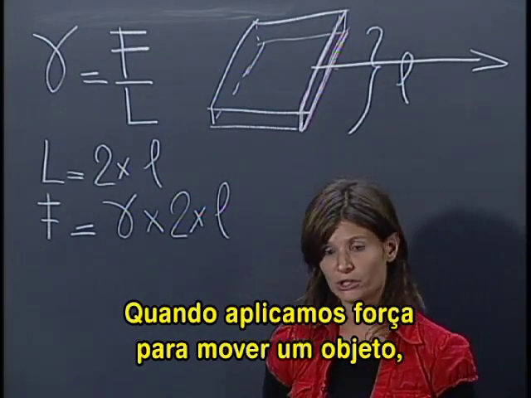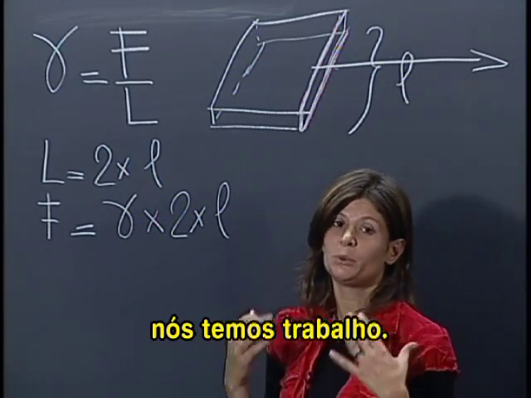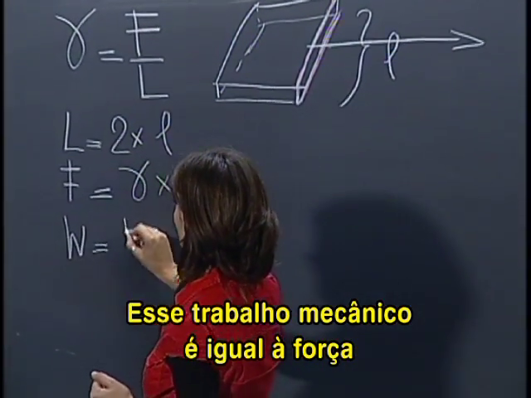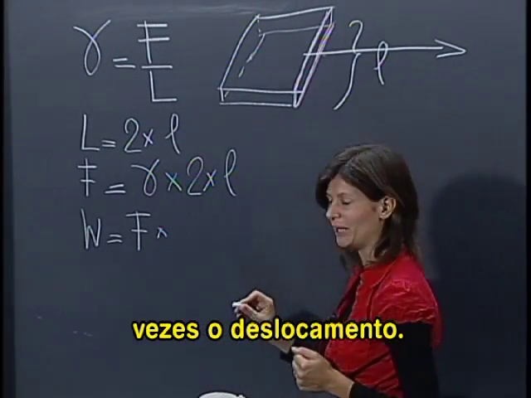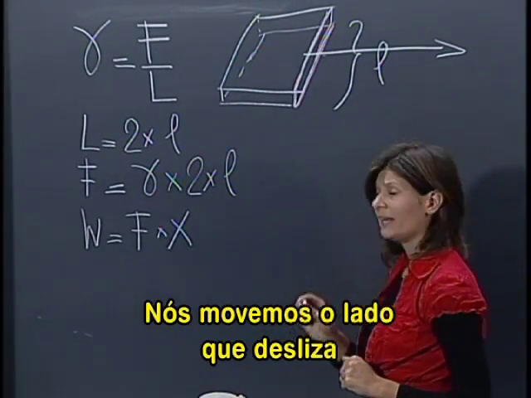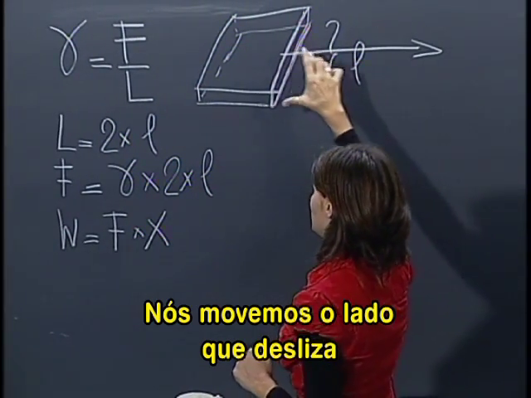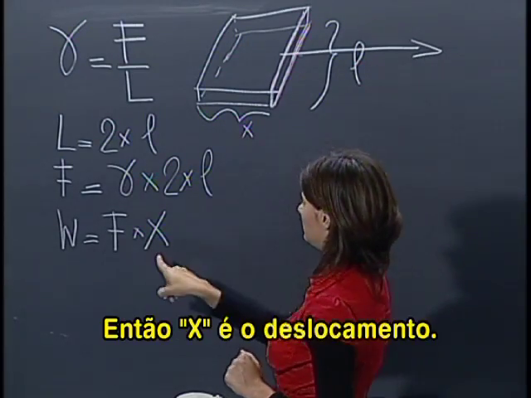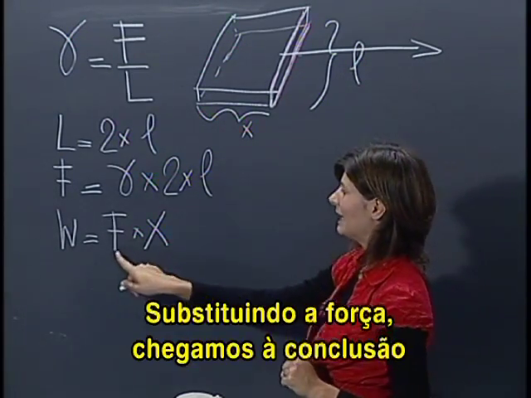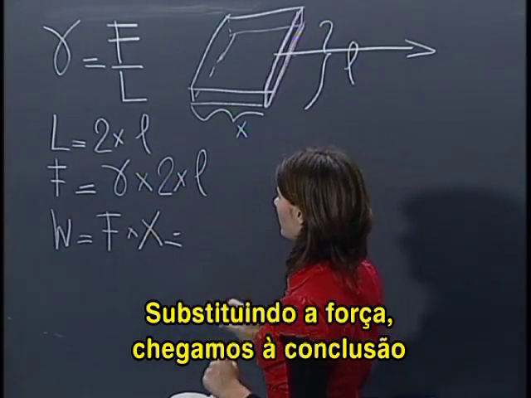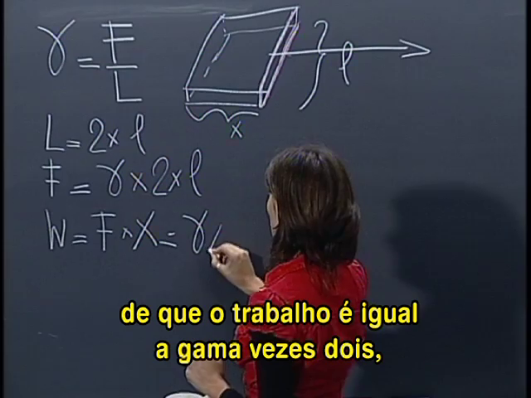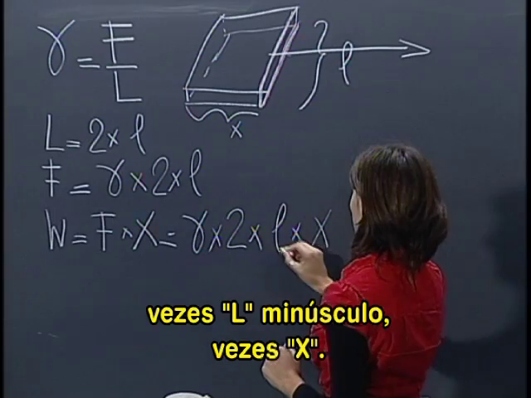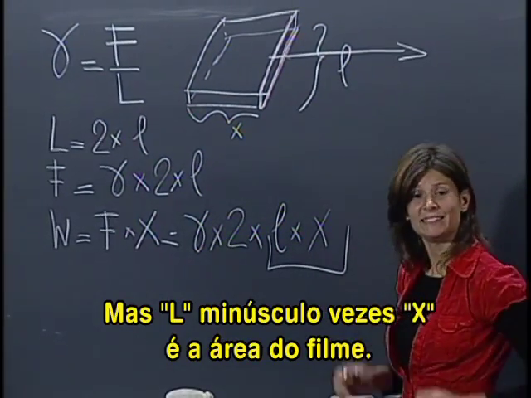When we apply a force to move an object, what we are doing is we do some work. And this mechanical work is equal to the force times the displacement. In our case, we moved the side that could slide over a distance x. So x is our displacement. Let's substitute the force and we will get that the work is equal to gamma times 2 times l times x. But l times x is the area of the film.